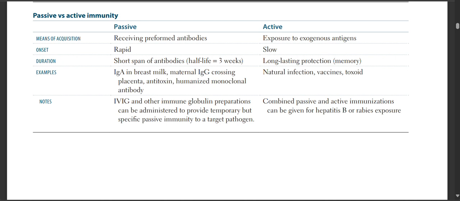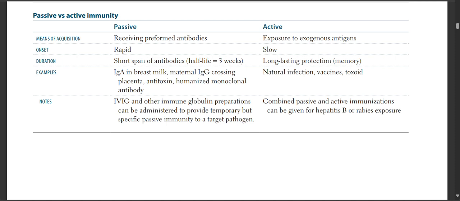Give antibodies? Yeah, we give them antibodies. And now antibodies are directly the cure for the infection. So they are considered passive immunization. Okay. So that's the idea behind passive immunization. Now I got it.